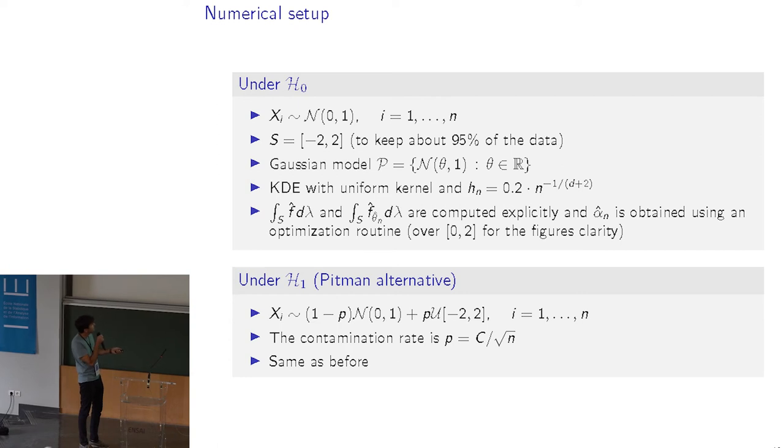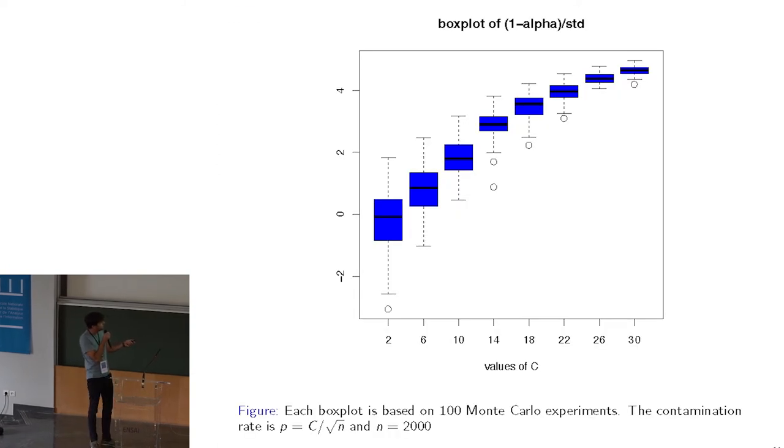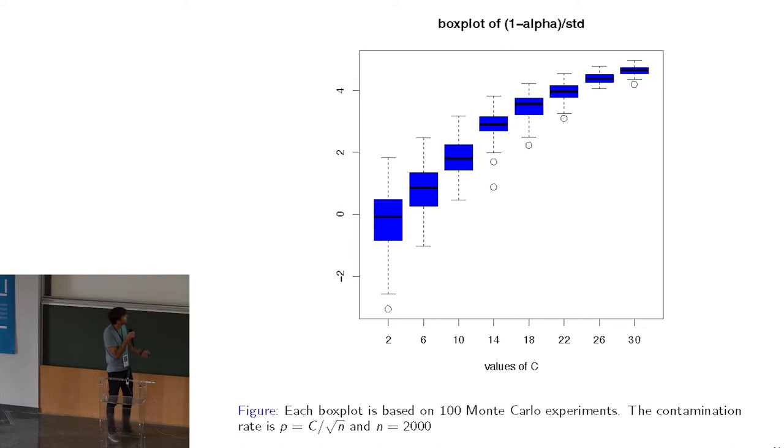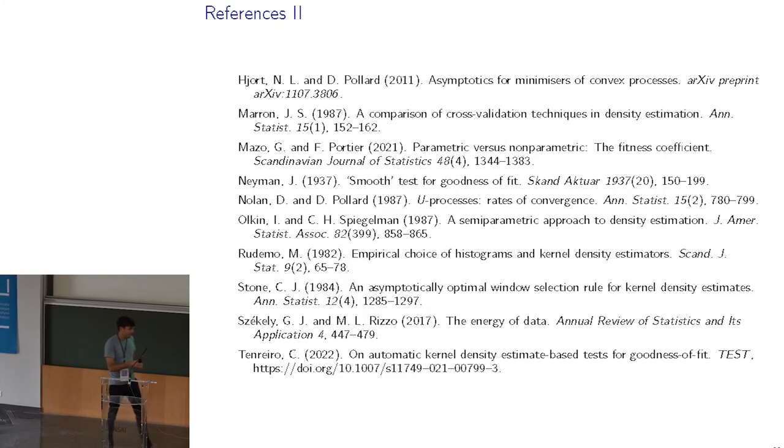And this is what happens exactly. As you see, when the value of c gets larger, our test statistic diverges. So it supports our conjecture that our test can detect Pitman alternatives at parametric rate, which was not the case for the other approaches that consider discrepancy between densities. Here is the literature. Thank you for your attention.